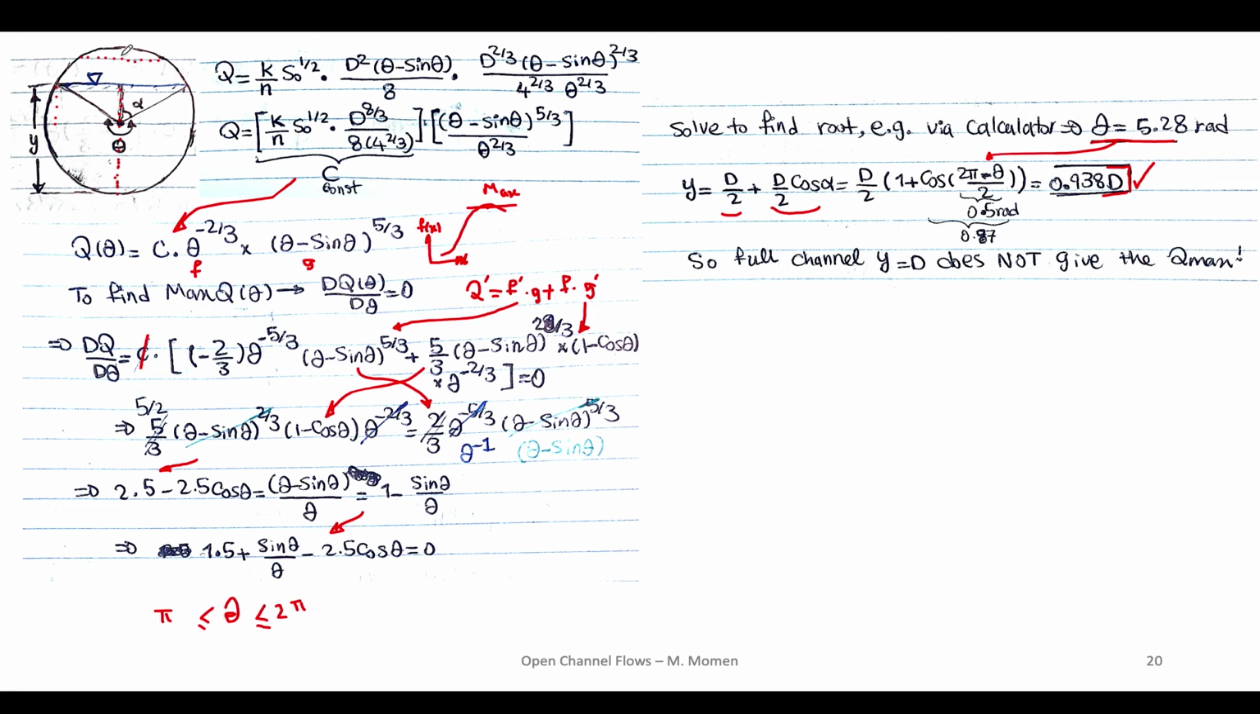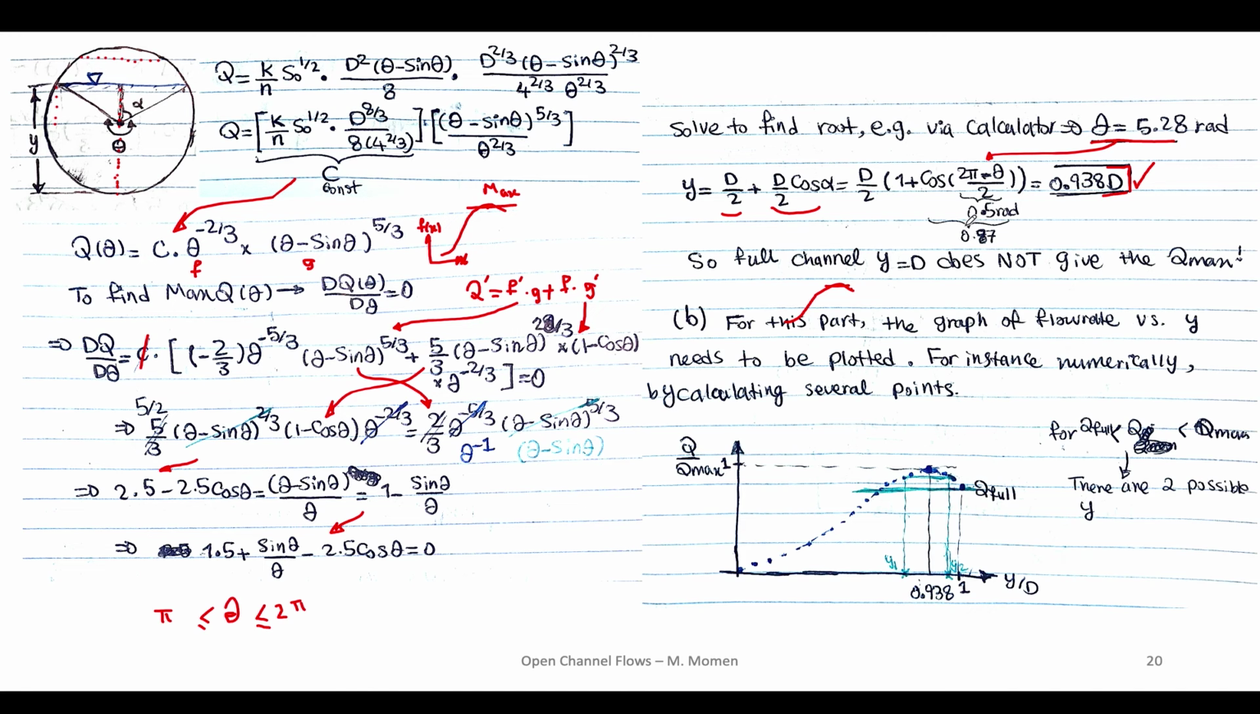And after that, if we still fill the channel, the Q is going to decrease, right? So we should have something where the Q increases and then decreases, and this is where y equals 0.938d. So we can guess that after that, we can have some certain Qs where, for example, here and here, we can have two depths for those certain flow rates.